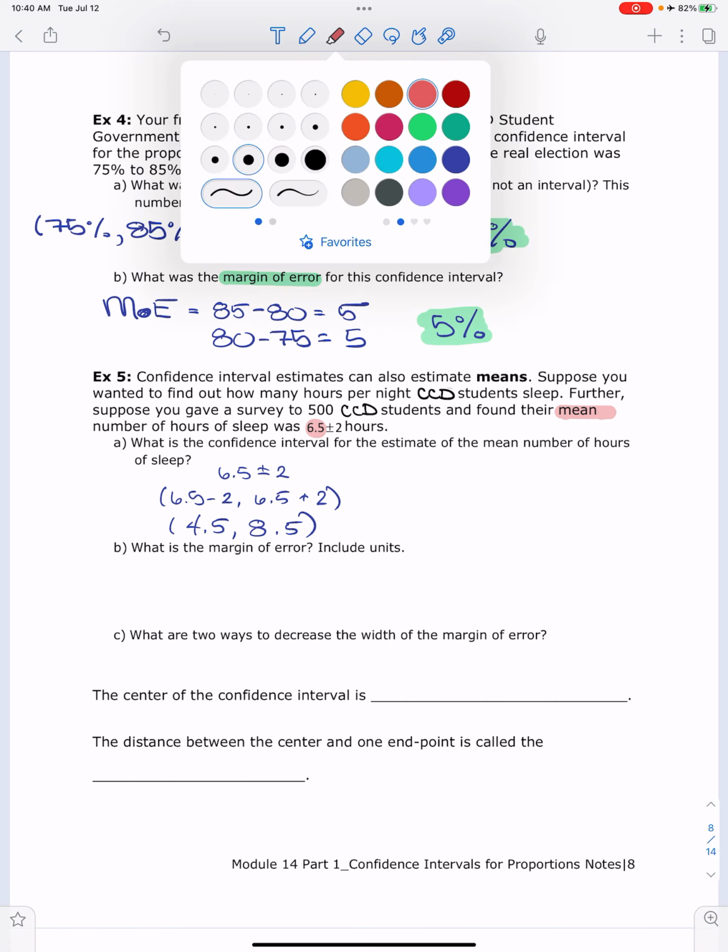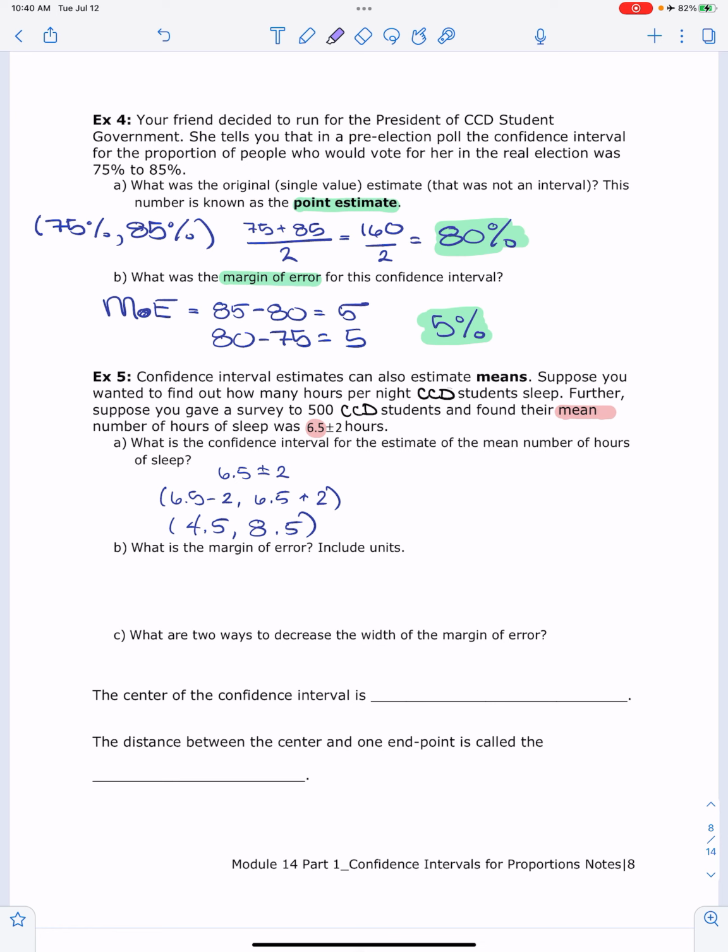Our margin of error, again, is this 2. From the center of our interval, we go 2 up and 2 below. So the margin of error is 2. It says to include units, so we're going to be specific, 2 hours.